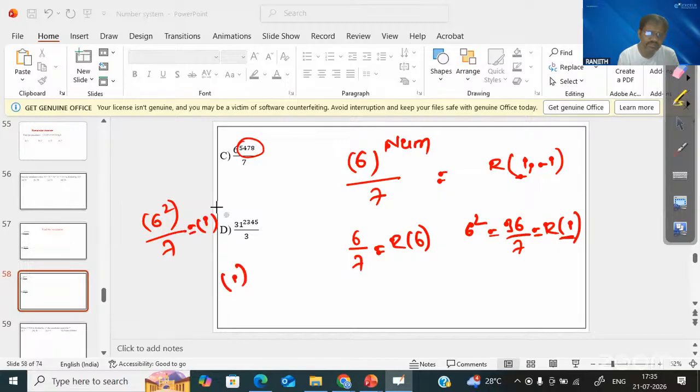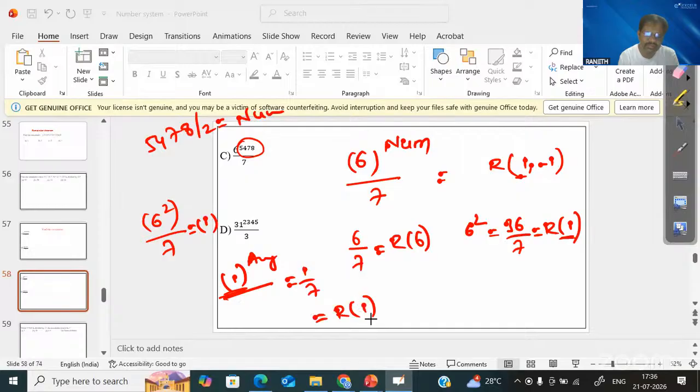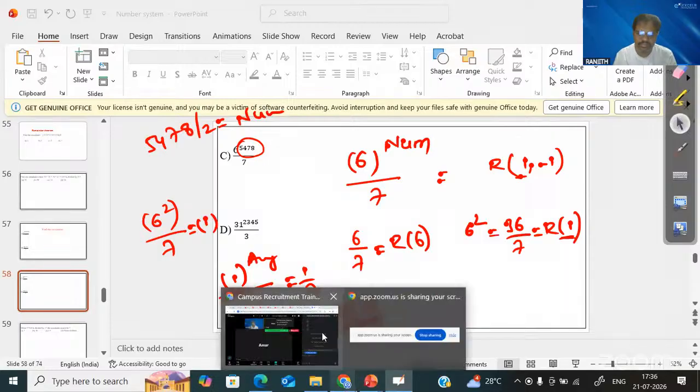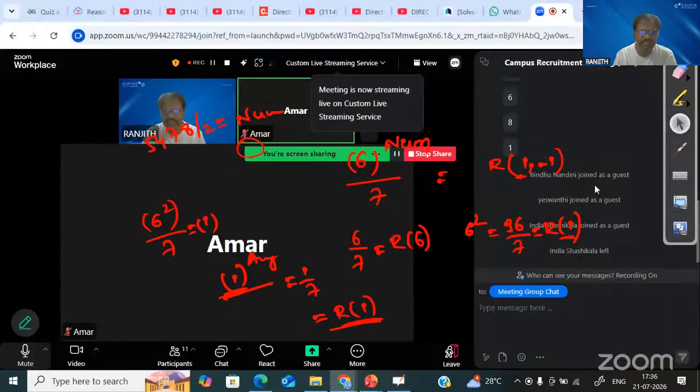1 power, so that is 5478 divided by 2. Obviously, some number I will get. So 1 is a positive number, 1 will be 1 only. So 1 divided by 7, remainder will be equal to 1 only. So the answer will be equal to 1. What is the other method to find out?